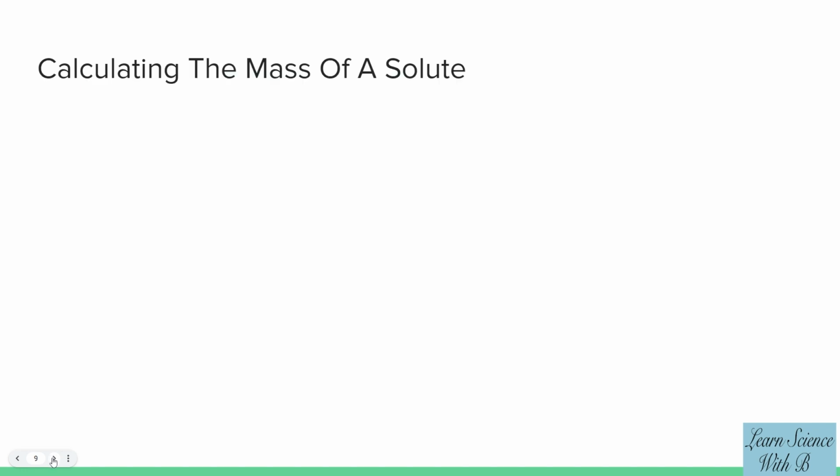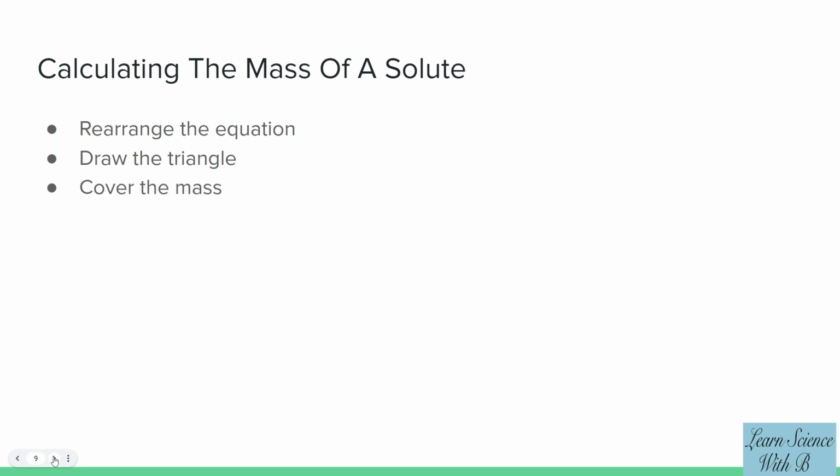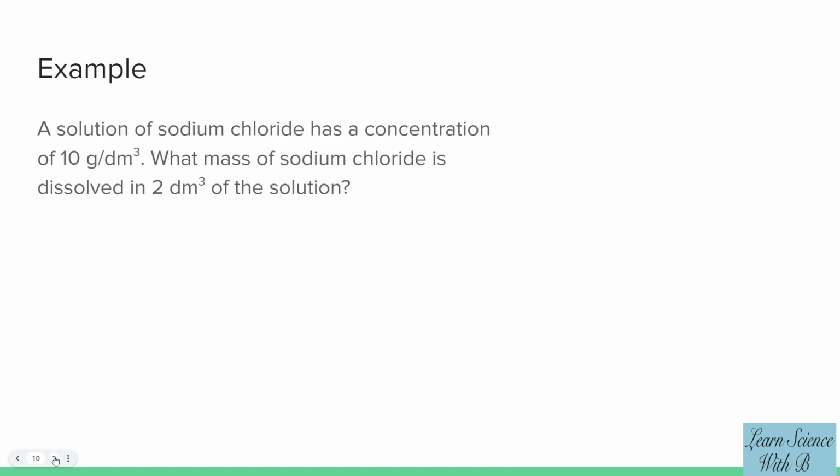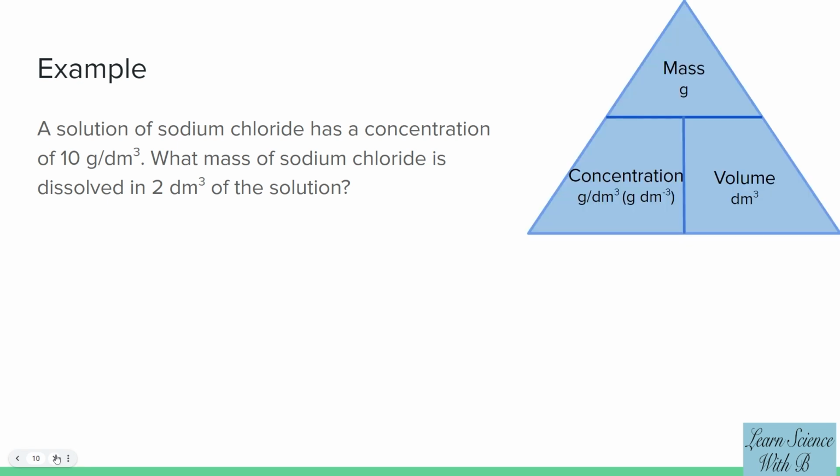Calculating the mass of a solute. Rearranging the equation allows the mass of the solute to be calculated. Draw the triangle. Cover the mass. Mass equals concentration multiplied by volume. Let's do an example. A solution of sodium chloride has a concentration of 10 grams per decimeter cubed. What mass of sodium chloride is dissolved in 2 decimeters cubed of the solution?